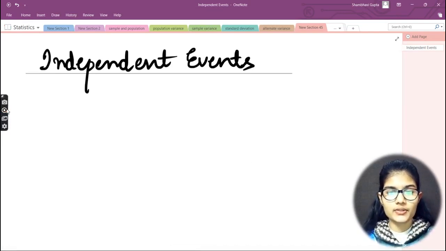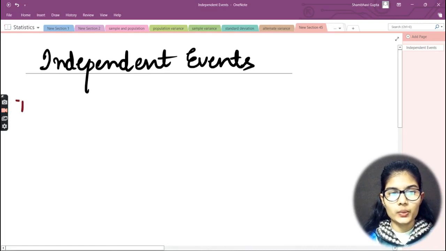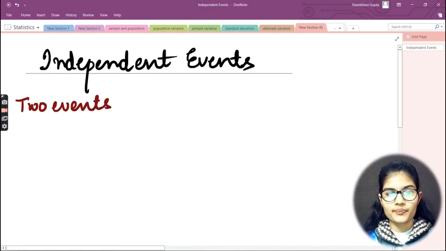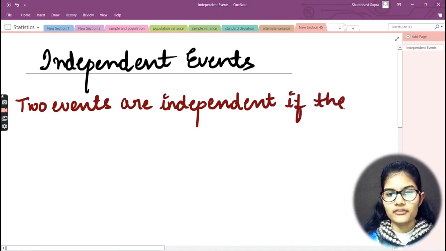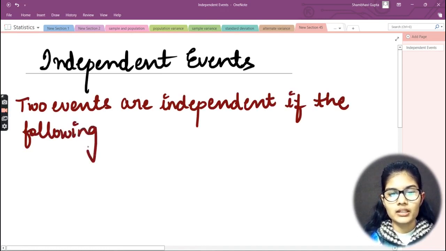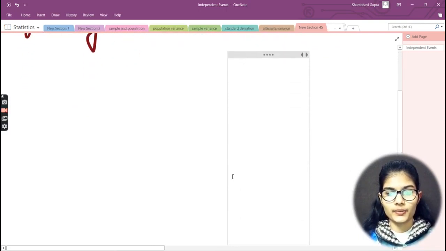So in this case, I would simply mention up here that two events are independent if the following are true. Okay, so two events are independent if the following are true. Let me get down right here.